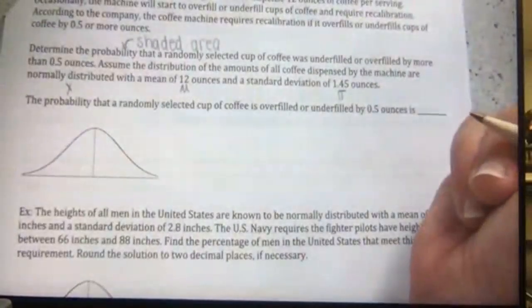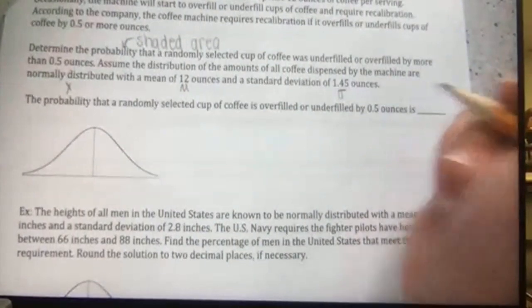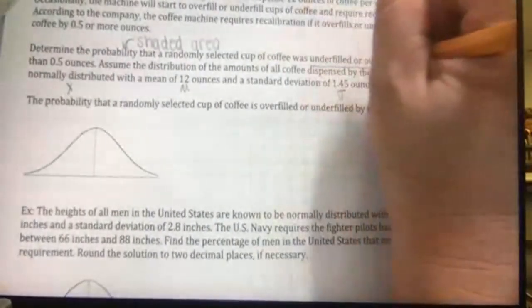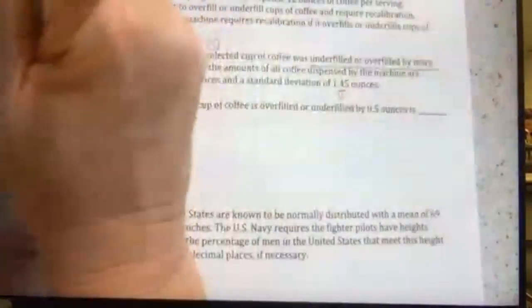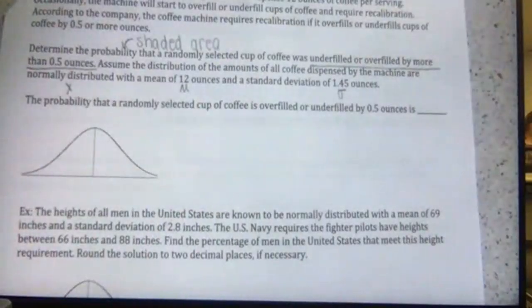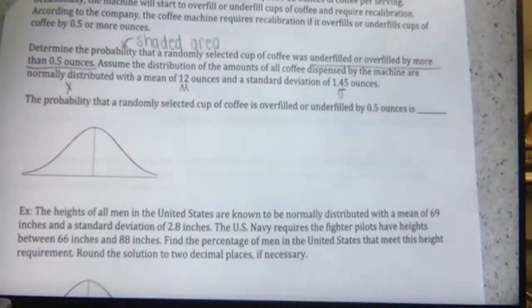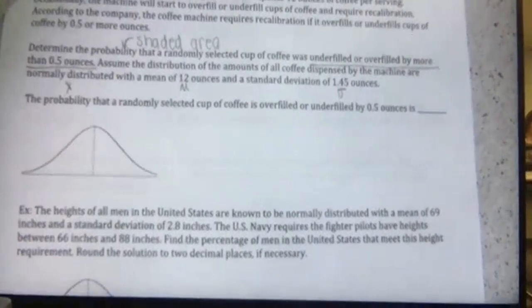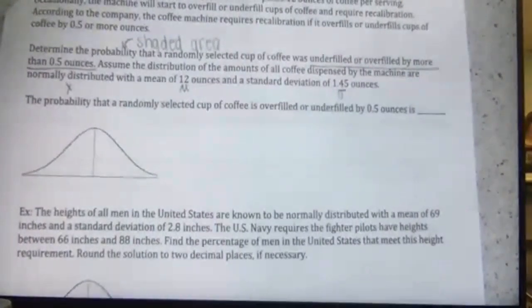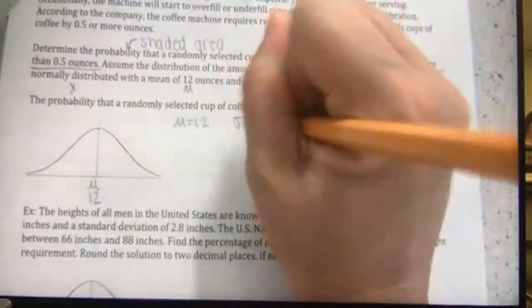And it says, find the probability that the selected cup of coffee was under or overfilled by more than 0.5 ounces. By more than 0.5 ounces. All right, so our picture really helps us here. In the middle is our mean, which is 12.